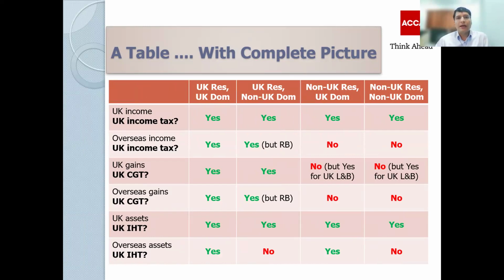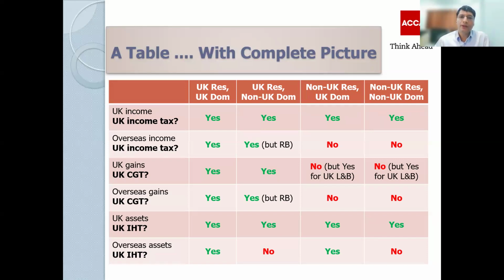UK income tax, liable to UK tax, sorry, I'm confusing this. UK income is always liable to UK income tax under no circumstance. Whether someone is resident or not, whether someone is domicile or not, UK income is always liable to UK income tax. Overseas income, if someone is UK resident, then yes. If someone is not UK resident, then no. But if someone is non-UK domicile, as I discussed, the remittance basis can be claimed.